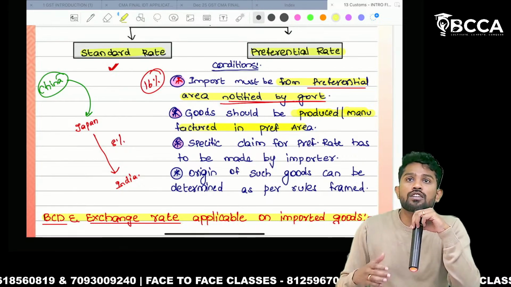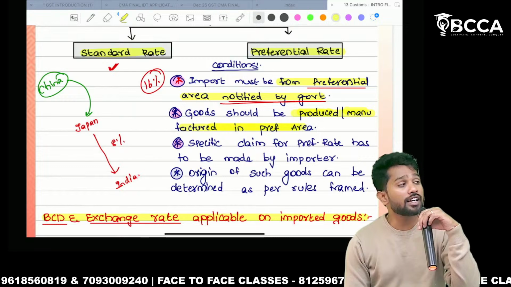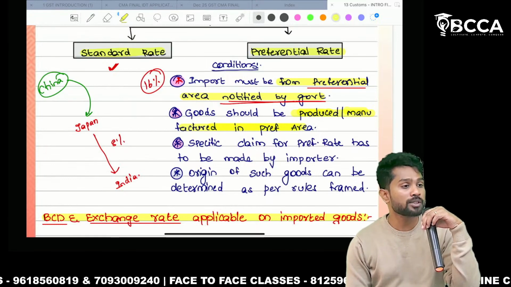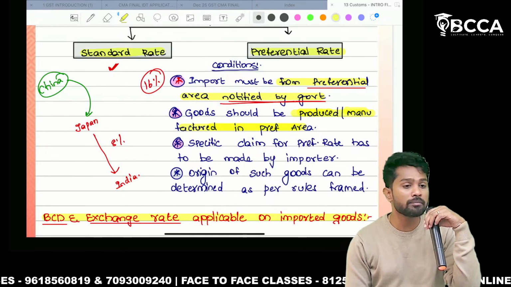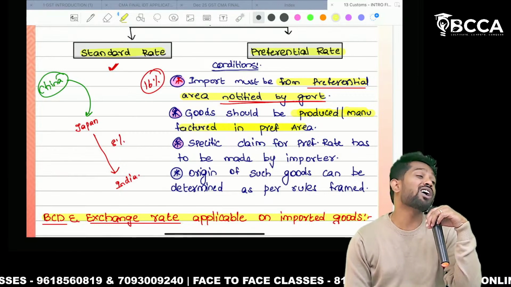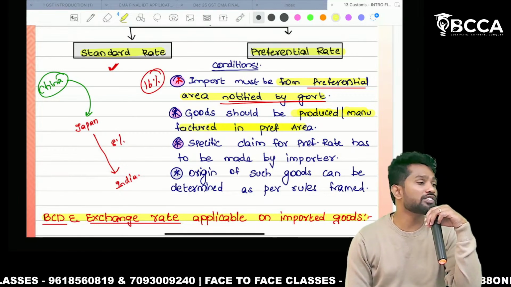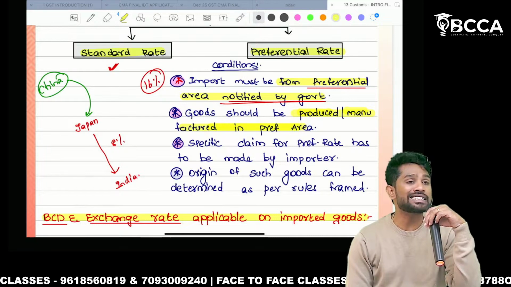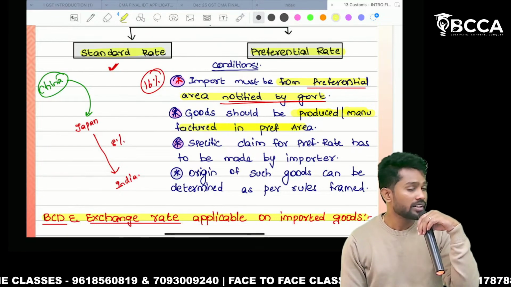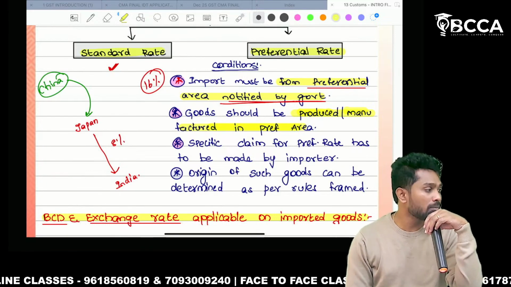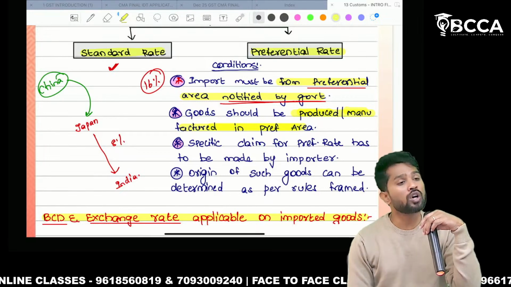The customs officer will not think, okay, these goods are coming from Japan, so this fellow will be getting the preferential rate. All this he will not think, and he will not give the benefit to you. If the preferential rate is needed, you should make a claim, asking, sir, my goods are coming from Japan. If you have doubt, go and verify also.